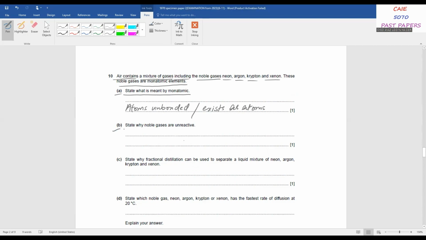B. State why noble gases are unreactive. You can write complete valence shell, stable outer octet, or has a stable electronic arrangement, or has a stable electronic configuration.